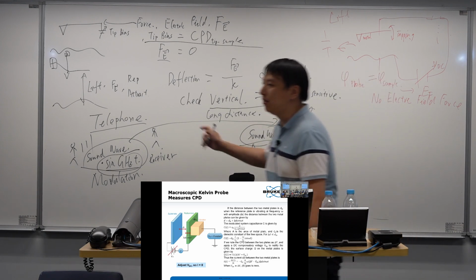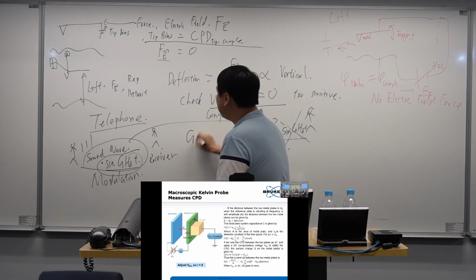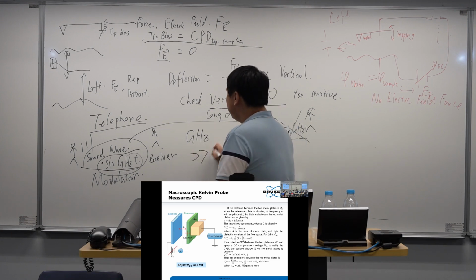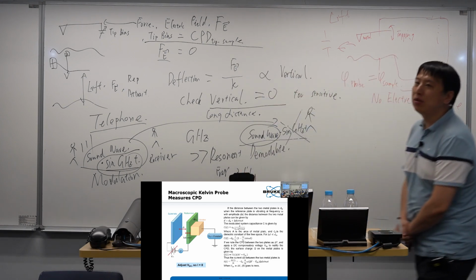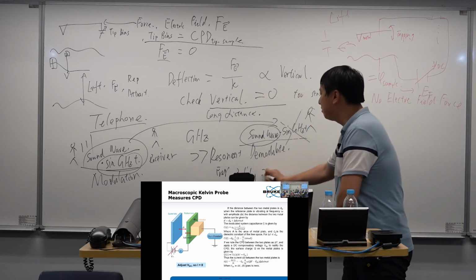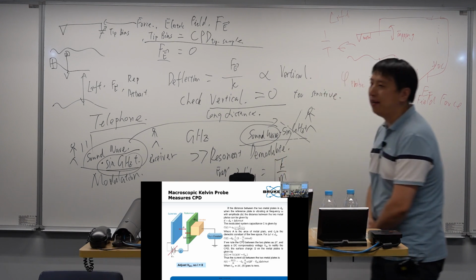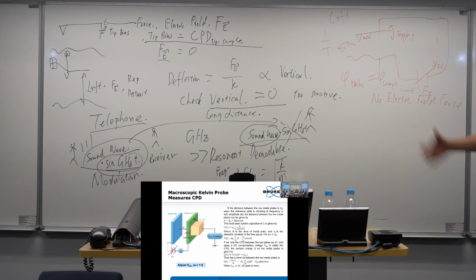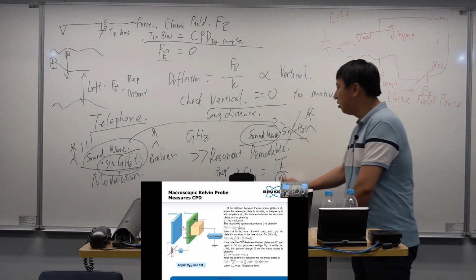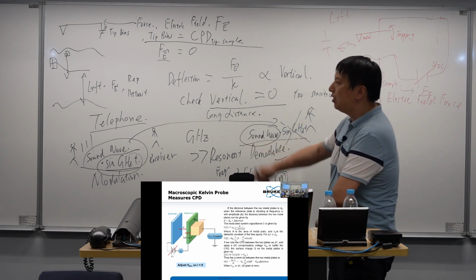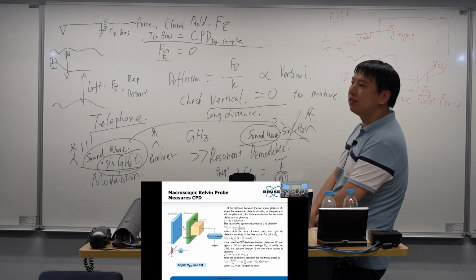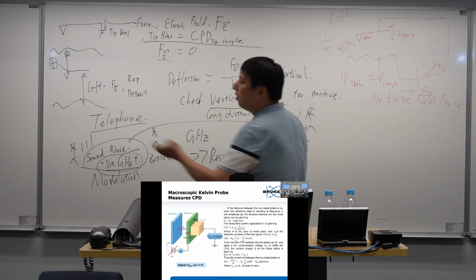And why could this work? Because the gigahertz is larger than the resonance frequency of the buildings. From the beginning, you already know the resonance frequency is proportional to the square root of K over M. For those buildings and hills, the M is so large, so the resonance frequency is quite low. So if we use this way, we can avoid its resonance. That's how the telephone can work.